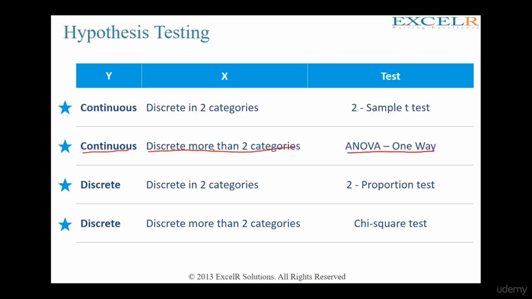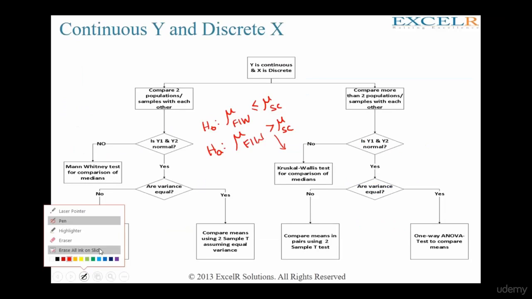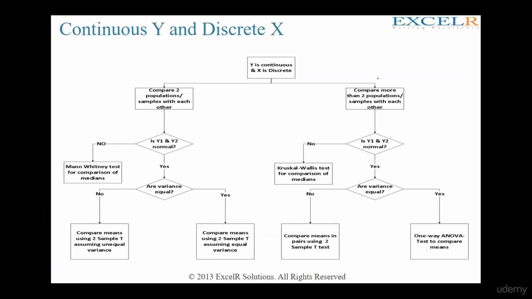Whenever Y is continuous and X is discrete, we always have to resort to this flowchart. So we are comparing more than 2 population samples with each other. Here we are trying to compare transaction time of supplier A with transaction time of supplier B with transaction time of supplier C. Ultimately, to determine what test we need to perform, there are some intermediate tests. The first test here is the normality test.